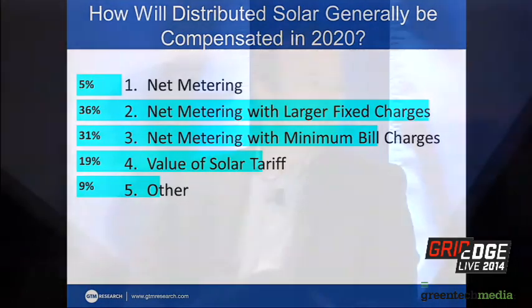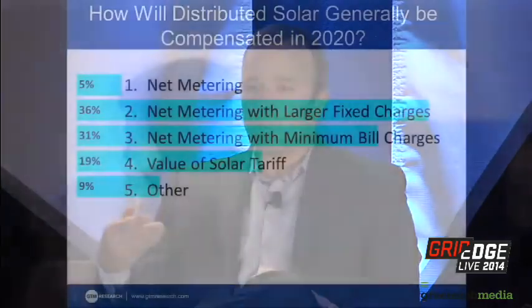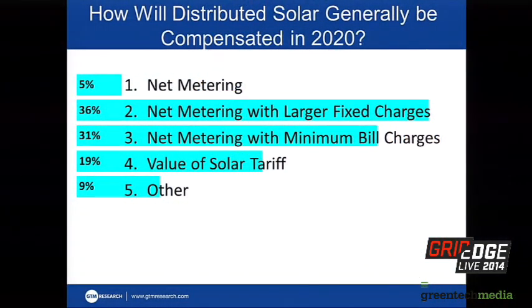My vote was number five. I picked other because, like most answers, it depends. So I think you've got to put some context around the question. How will distributed solar generally be compensated in 2020? Probably exactly the way it is today, which is that the primary benefit of distributed solar is offsetting the energy that you would have bought from the utility. So net metering really addresses that little bit of tail for net exports, which is really only a factor with residential and commercial. Largely, you don't have to worry about net metering because the solar is usually designed to replace the load that would have been consumed otherwise.